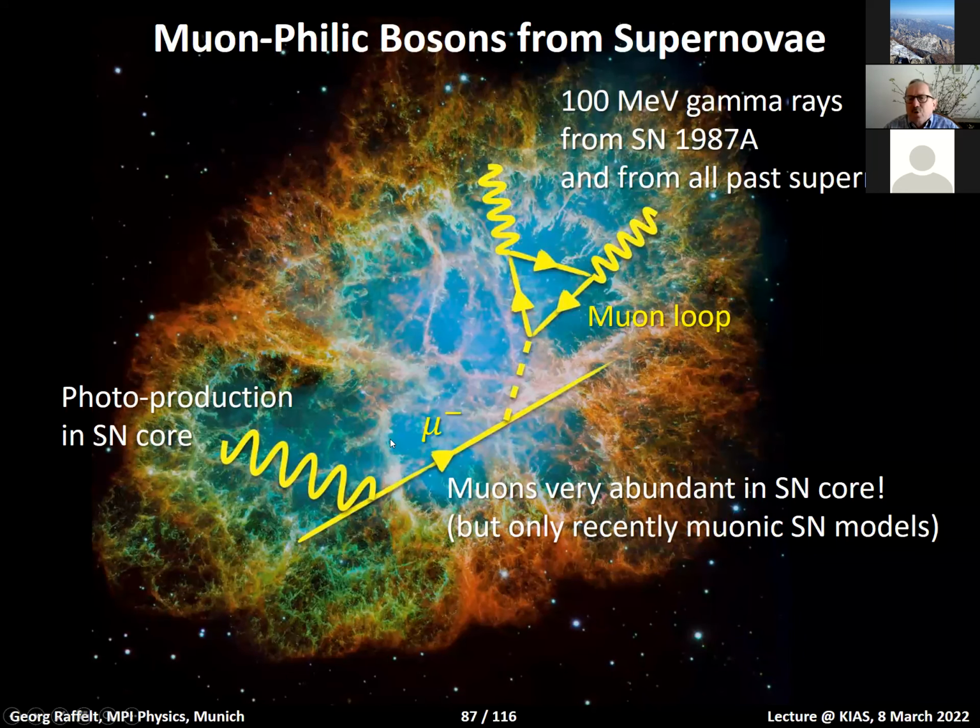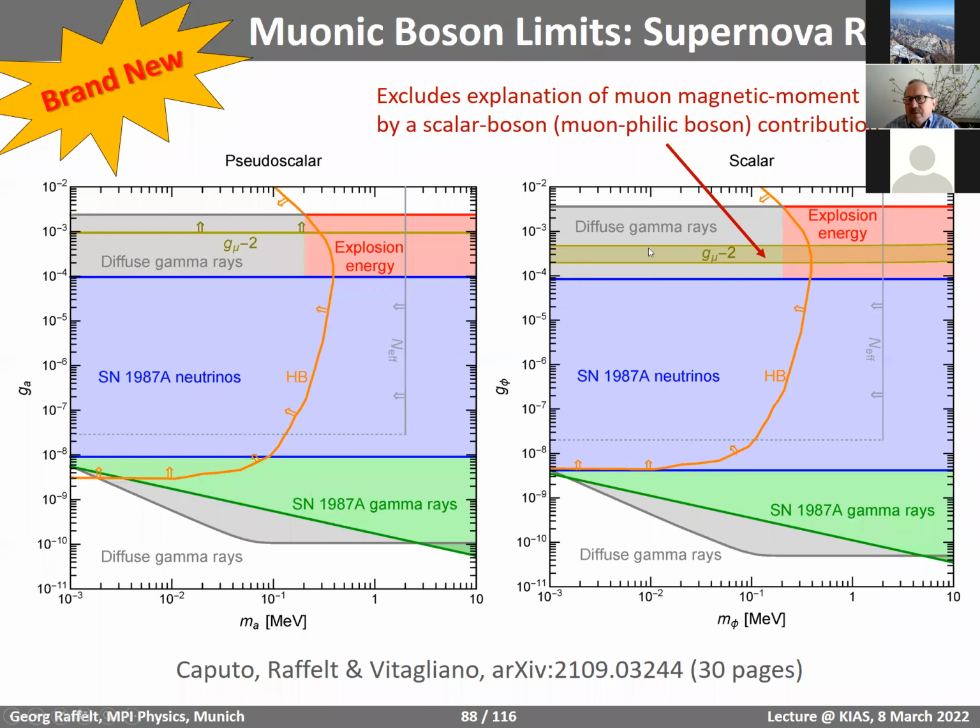So in the supernova core, these photons hit muons and produce these new bosons. Then these new bosons propagate and can decay into 2 photons through an unavoidable muon loop. So these bosons have no choice but to couple to 2 photons. Okay, I see. So you assume this scalar couples only to the muons. In this case, yes. Okay, I see. Thank you. And then these photons have various impacts on the explosion or can be detected. That is the main idea. Does that answer your question?